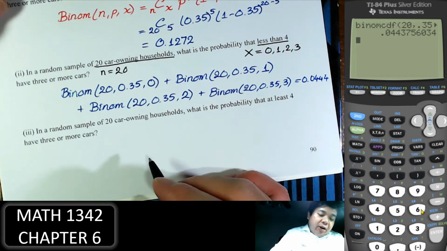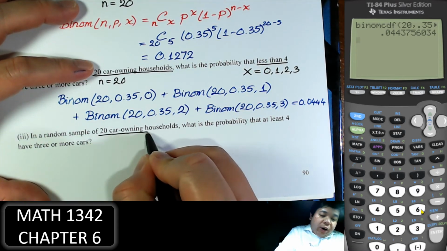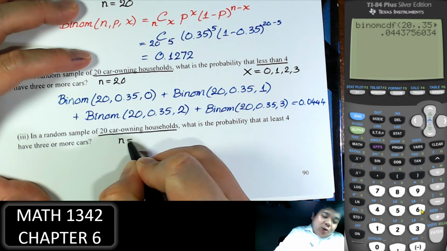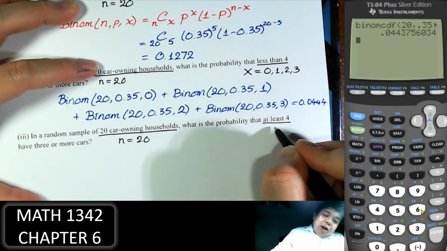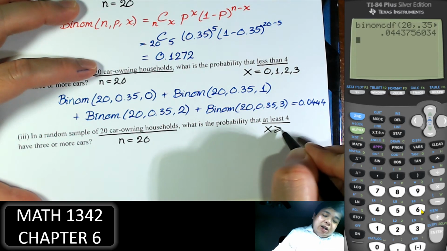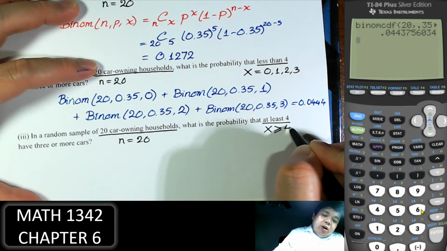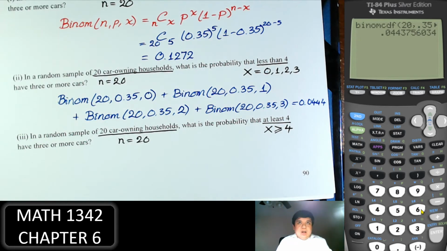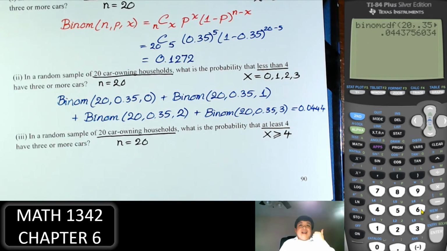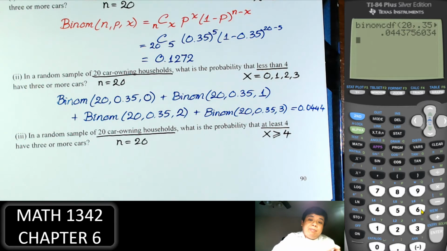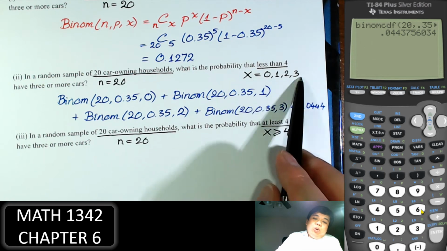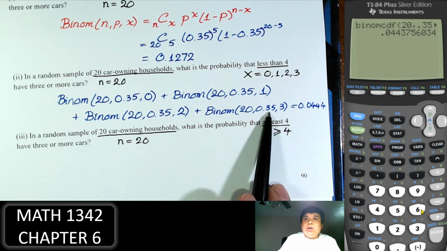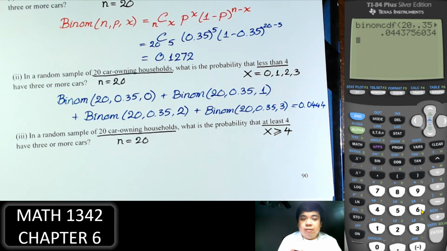In a random sample of 20 car owning households, so once again n equals 20, and at least 4, meaning x is greater than or equal to 4. Of course we can do that for 4, 5, 6, 7 all the way to 20, but that would be too much. What we see here is 0, 1, 2, 3 and greater than or equal to 4. Those are complements of each other.